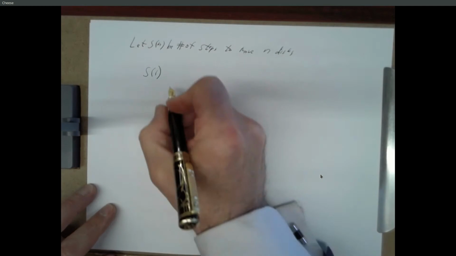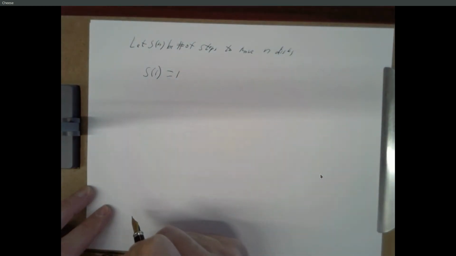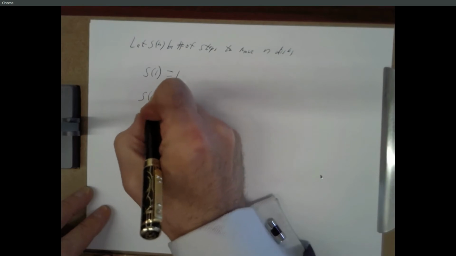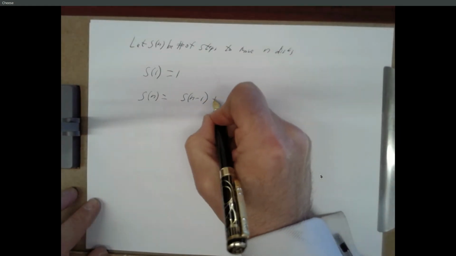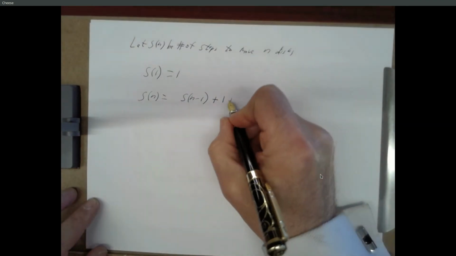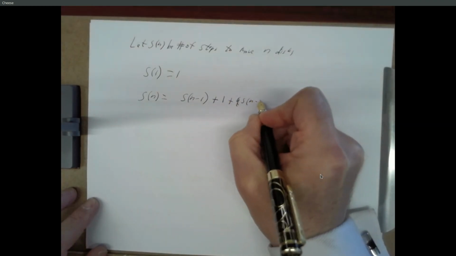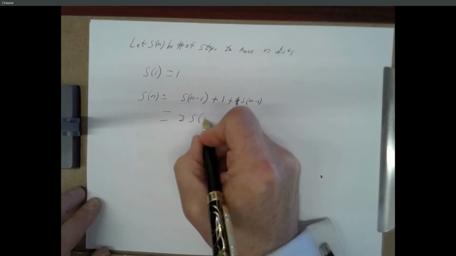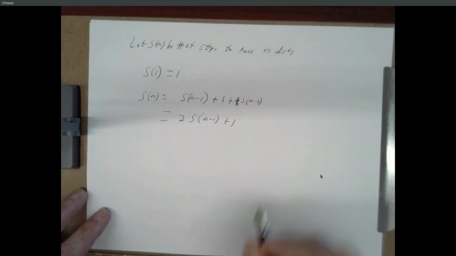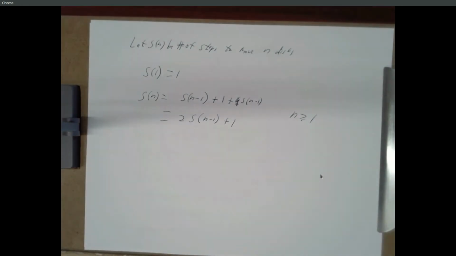Well, if you only have one disk to move, S of 1, it's just equal to 1. But in general, to move n disks, we have to first move the top n minus 1 disks to our spur post, and then we have to move the largest disk to the destination post, and then we have to move those n minus 1 disks from the spur post to the destination post. So it's 2 S of n minus 1 plus 1. This is for n bigger than or equal to 1. And so that's another recurrence relation. We can describe S in terms of earlier values of S.